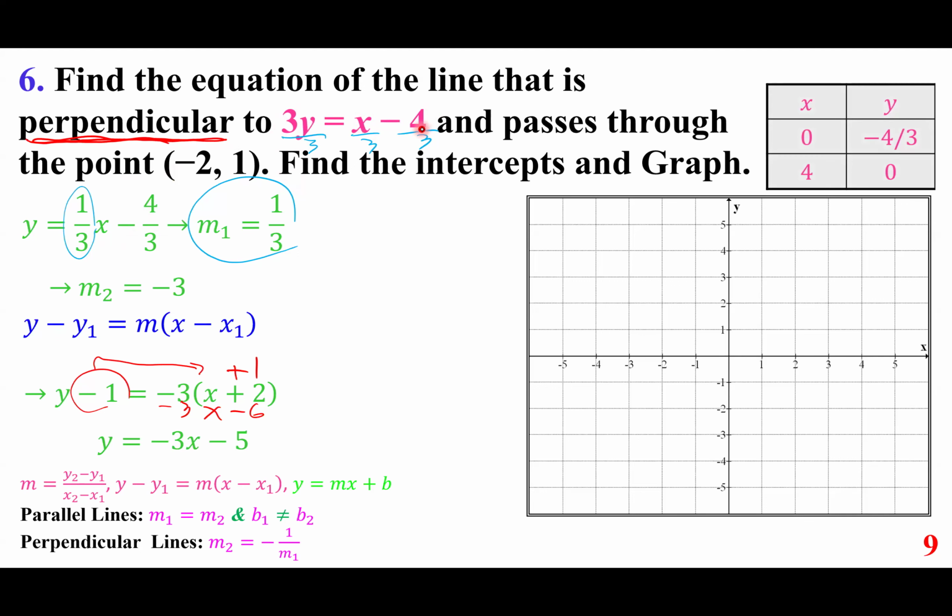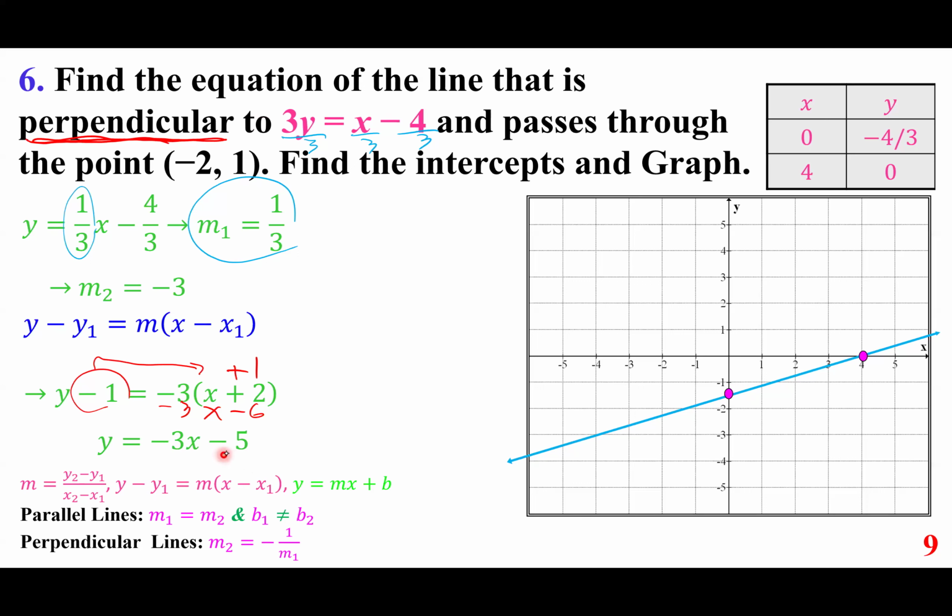So I hope you see how easy it is. X is 0, find y; y is 0, find x. And now plot the two pairs. For 0, negative 4/3 is negative 1 and 1/3, so between negative 1 and negative 2, and closer to negative 1. And that's the given line.